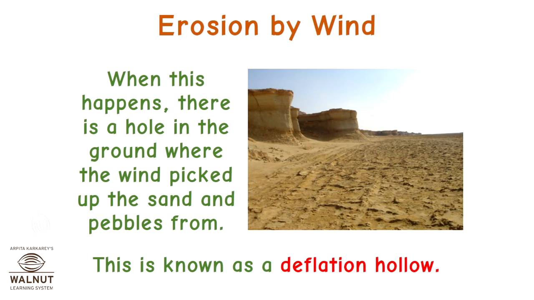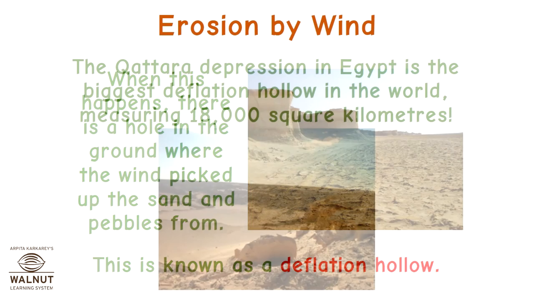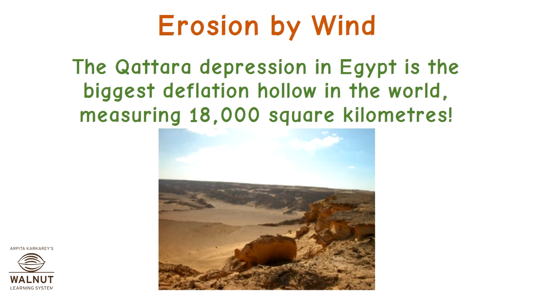When this happens, there is a hole in the ground where the wind picked up the sand and pebbles from. This is known as a deflation hollow. The Qattara Depression in Egypt is the biggest deflation hollow in the world, measuring 18,000 square kilometers.